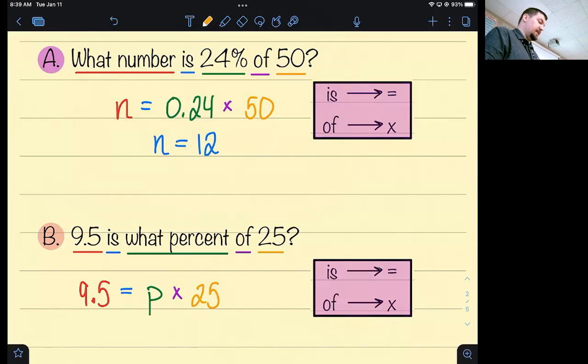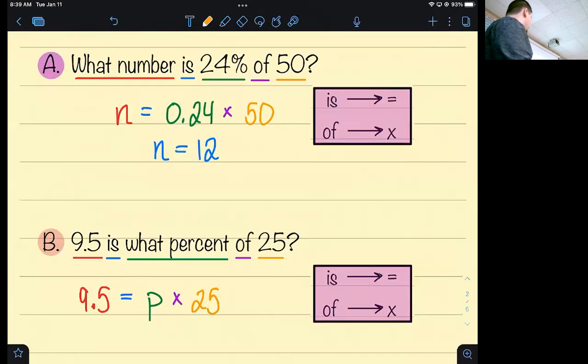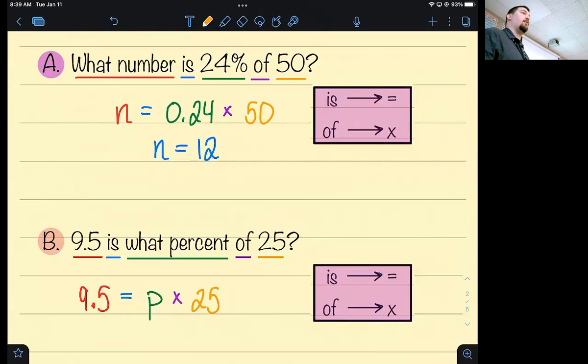Now the equation is 9.5 equals p times 25. Now, unlike the last equation, in this equation the variable is not alone. It's being multiplied by 25. Andrea, what's the opposite then of multiplying by 25? Dividing, exactly.